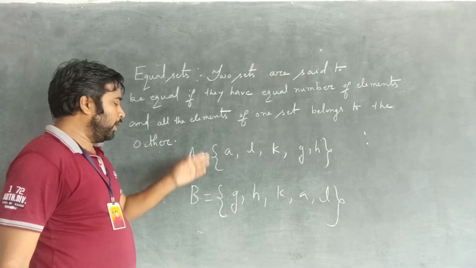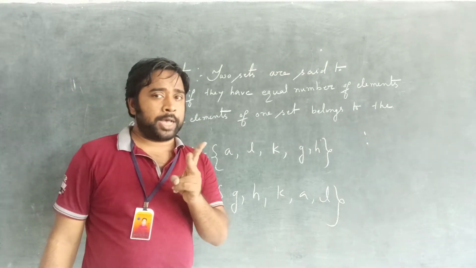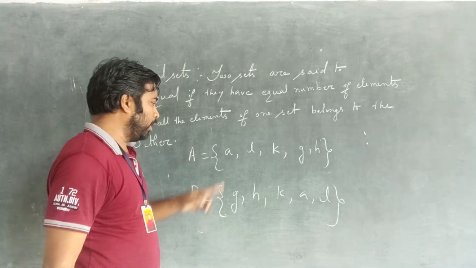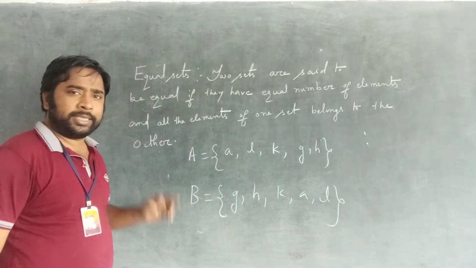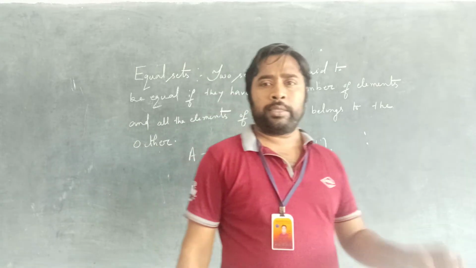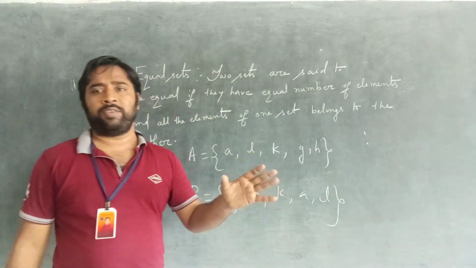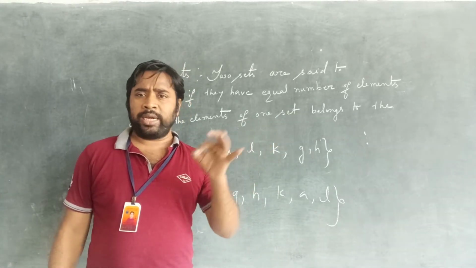So first of all, if these two sets are equal, there are two conditions. They must have equal number of elements. What is the number of elements in the first set? 1, 2, 3, 4, 5. What is the number of elements in the second set? 1, 2, 3, 4, 5. So the set A has 5 elements, the set B has 5 elements. That means the number of elements is the same. So one condition is satisfied.